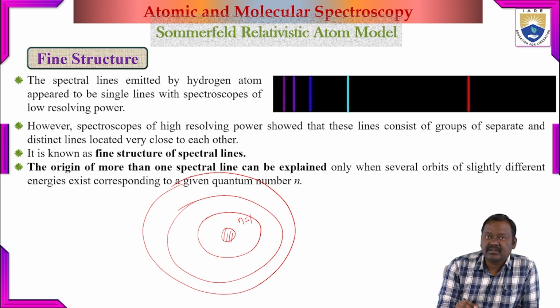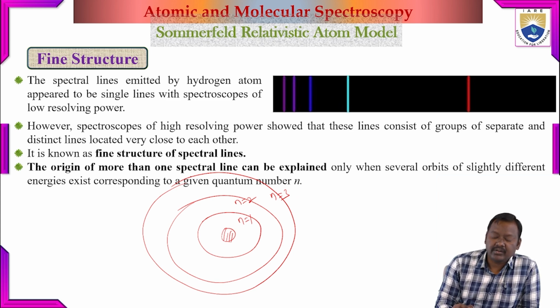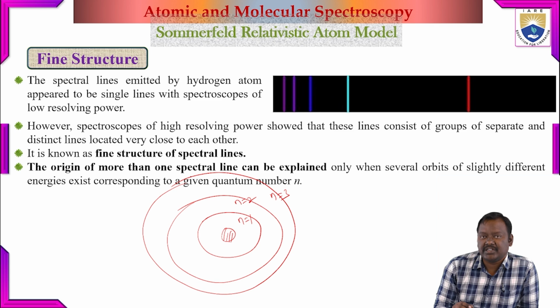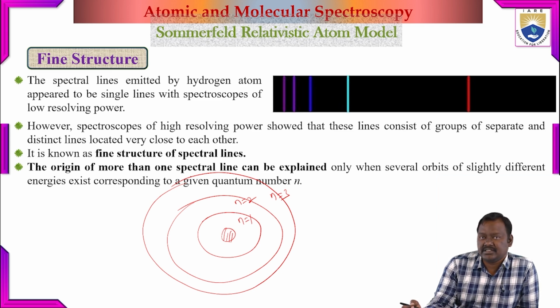You can assume the principal quantum number n equal to 1 here, n equal to 2 here, and n equal to 3 here. In the same way, we can assume several orbits around the nucleus. According to Bohr's theory, the electron must revolve only in these particular orbits, and in these orbits it has particular energy values. According to Bohr's atomic theory, we observe these emission lines due to the transition of electrons from higher energy levels to different lower energy levels.